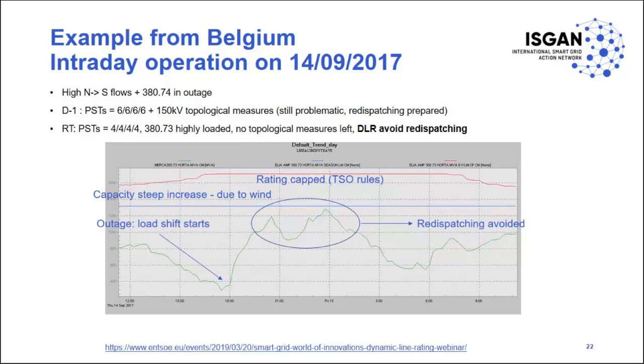The blue line is the static seasonal rating, while the red curve is the dynamic line rating coming from the Ampacimon sensors. The green curve shows the power flow on a major 380 kV line in Belgium.